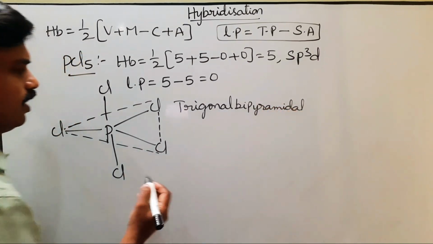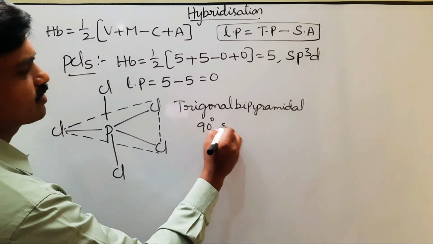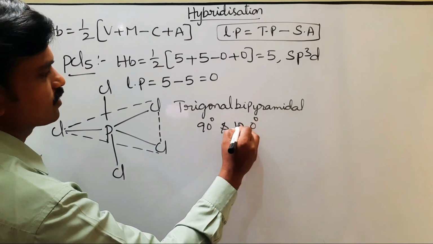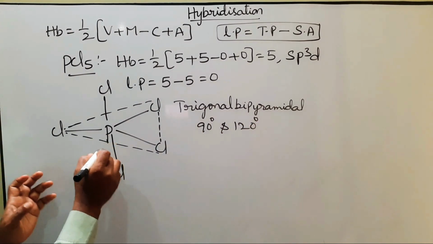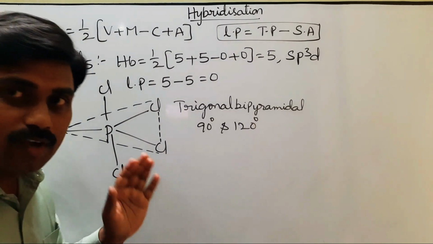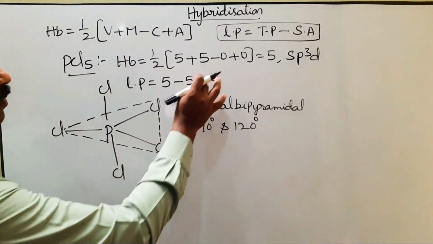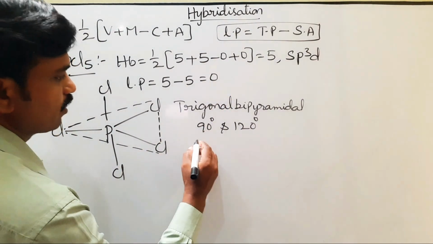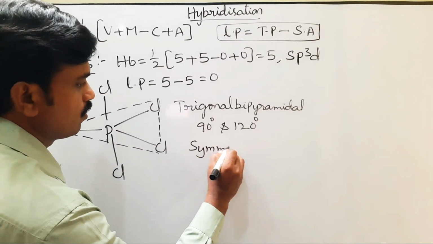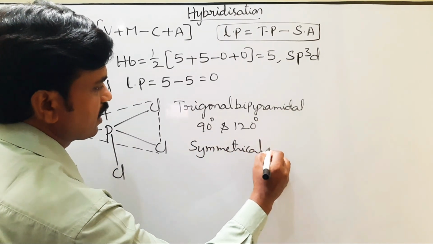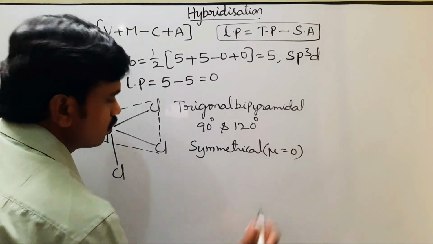Trigonal bipyramidal. Here the bond angle can be 90 degrees and also 120 degrees. Now the central atom phosphorus has 5 pairs, so all the 5 pairs are bond pairs. Here lone pairs are 0. That's why it is also a symmetrical molecule. For symmetrical molecules, dipole moment mu is equal to 0.